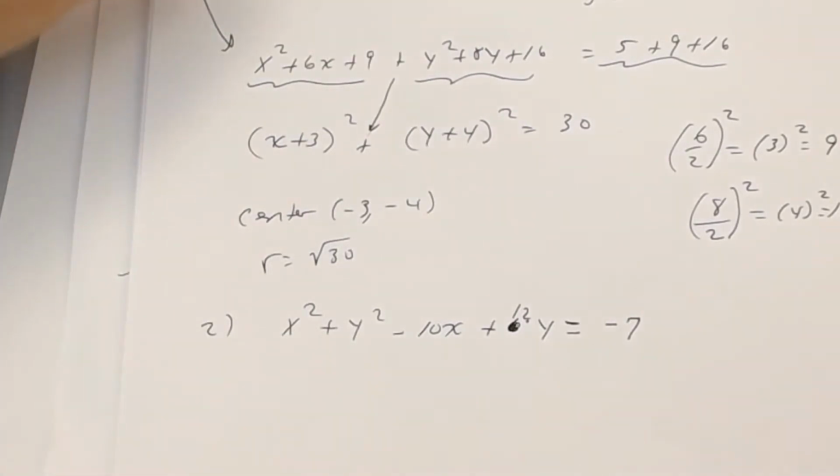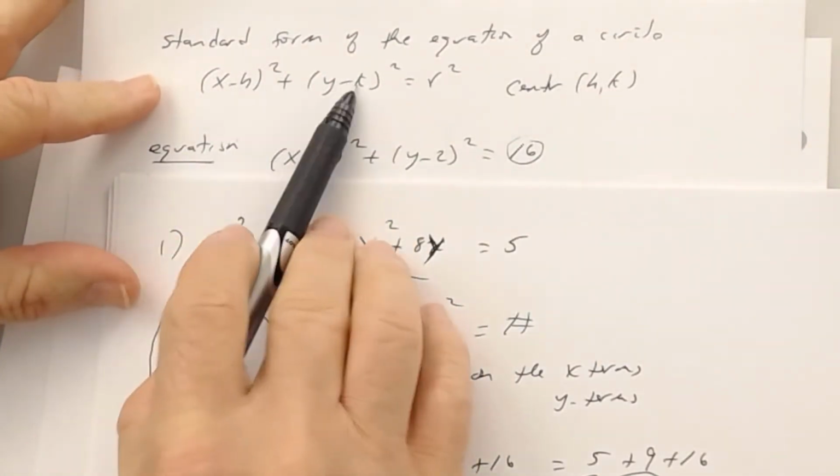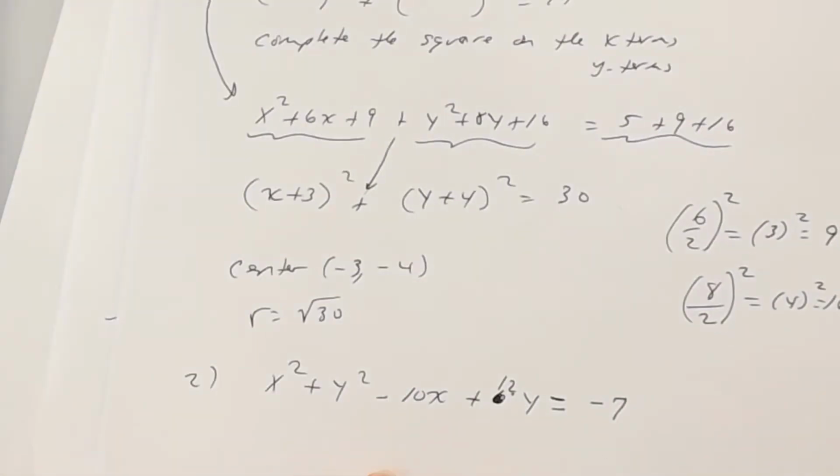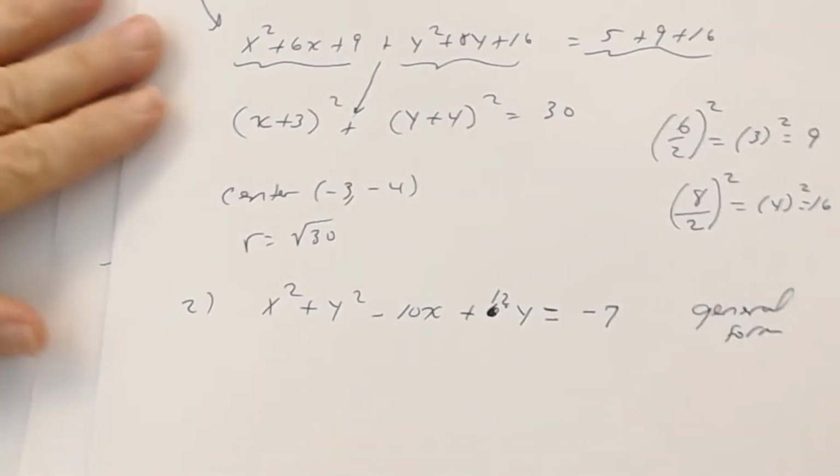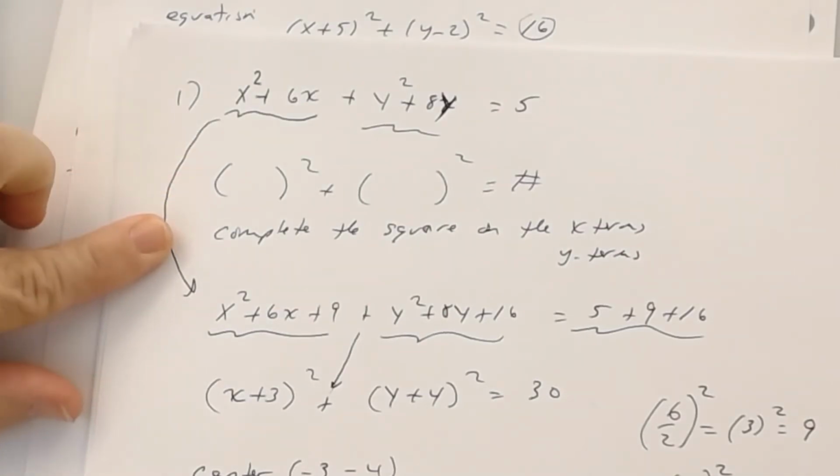Now remember, this right here is called the standard form. When it's written like this, where it's a bunch of terms, that's just called the general form. But if you're going to determine the center and the radius, you first of all have to transform this equation into what form? Standard form. Which involves us having to complete the square on the x's and then complete the square on the y's.